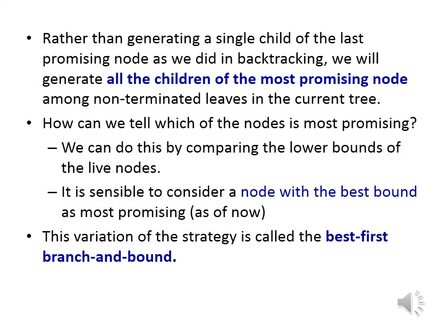It means we got 4 nodes in the first level of the state space tree. Among those, consider the one which has the best lower bound. Best lower bound means if we go along that particular path, we may get the best solutions. Let us understand this.